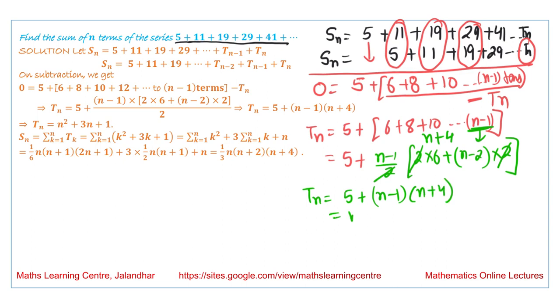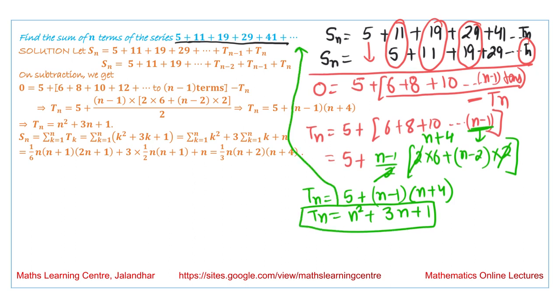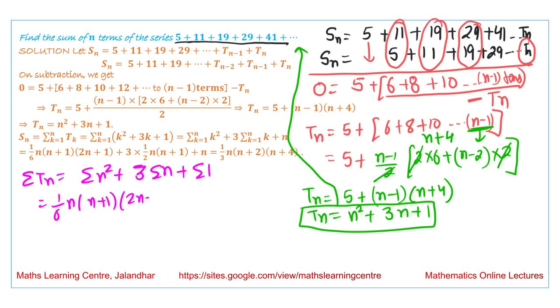So this is equal to n square plus 3n plus 1. This is the nth term of this series. Now to calculate the sum of these n terms, we are saying sigma Tn is equal to sigma n square plus 3 times sigma n plus sigma 1. So it is 1/6 n into (n plus 1) into (2n plus 1) plus 3 into 1/2 n into (n plus 1), and last it is plus n.